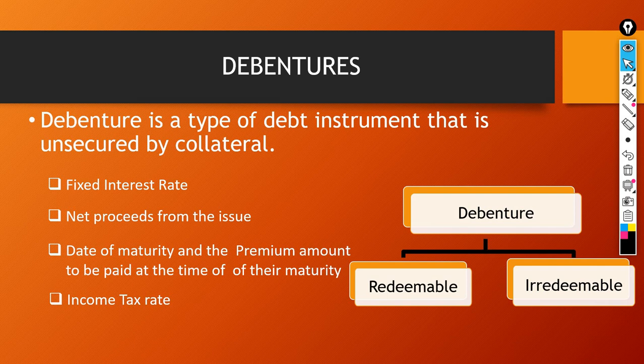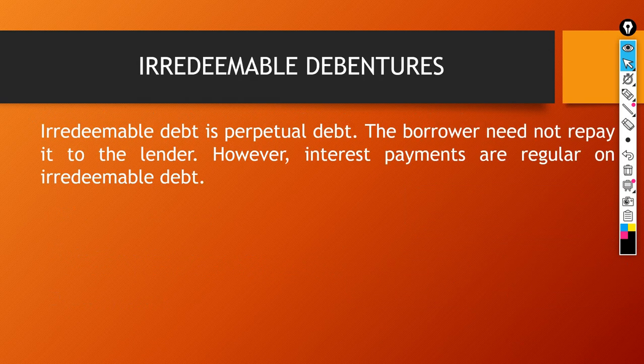Now let's talk about what we mean by redeemable debentures and what is an irredeemable debenture. Now if I talk about irredeemable debentures, it is perpetual debt, or you can say it's perpetual in nature. That means the borrower need not repay it to the lenders. That means we never have to repay the principal amount to the lender.